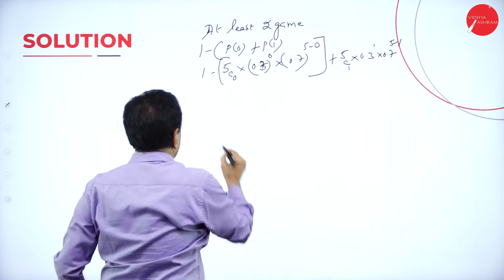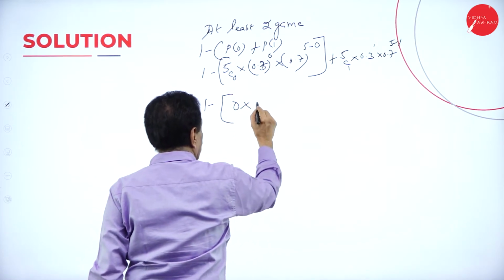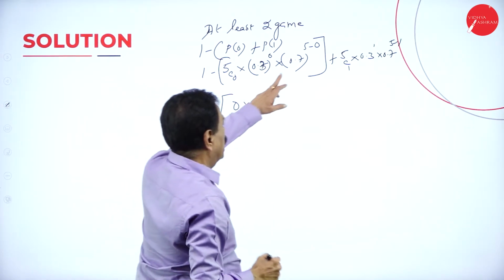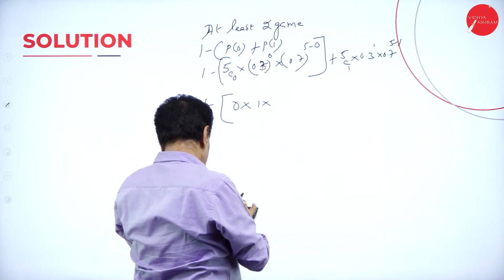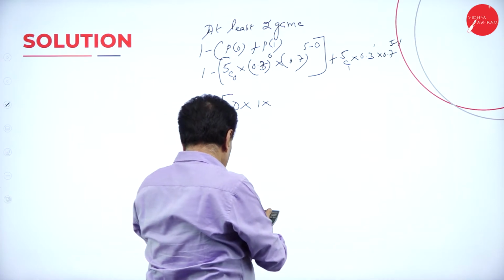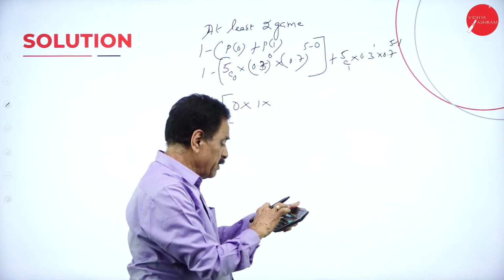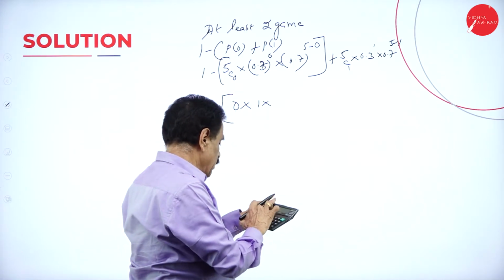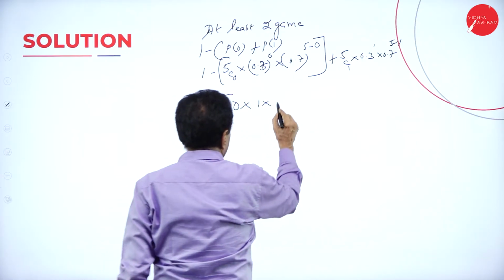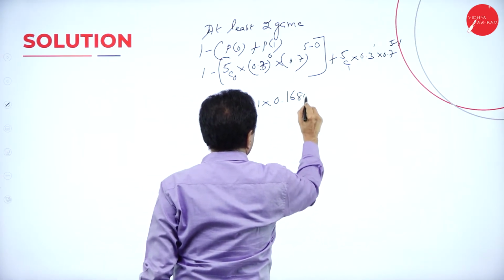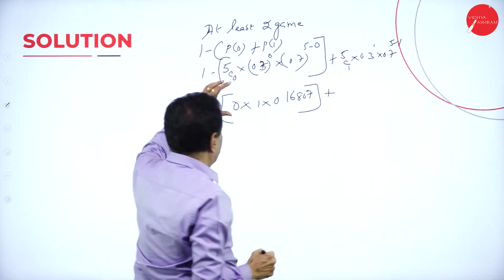So 5C0 is 1. Anything to the power of 0 is 1. 0.7 to the power of 5: 0.7 into 0.7 two times, three times, four times, five times. It is 0.16807. This goes in favor of Z.